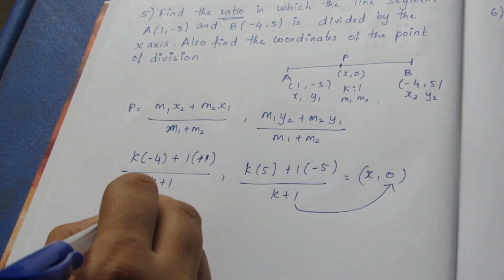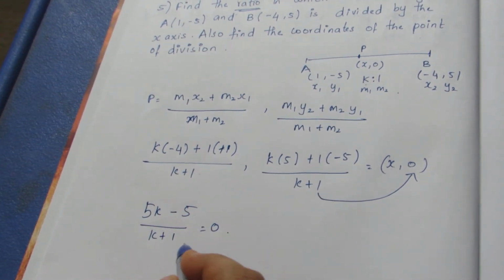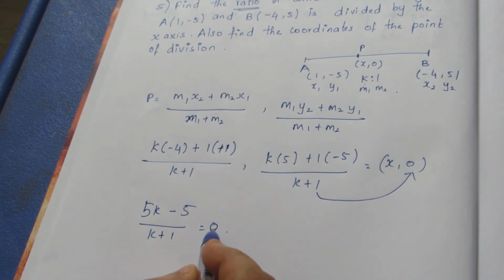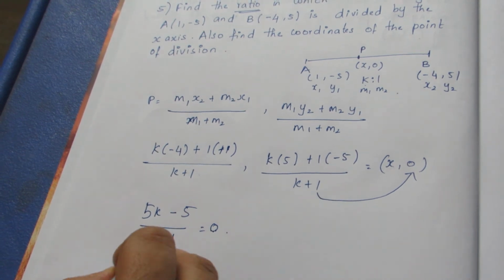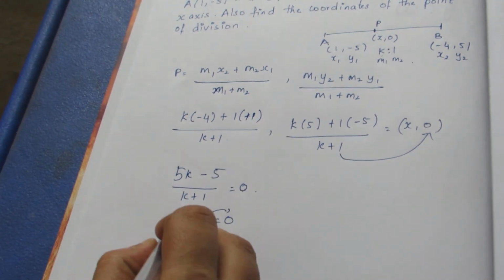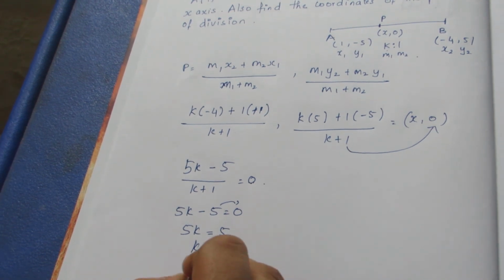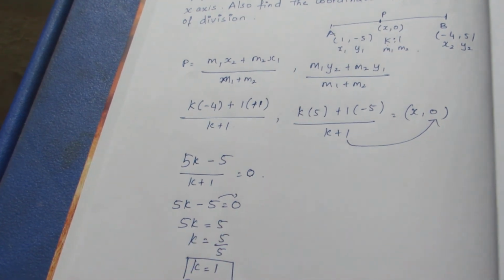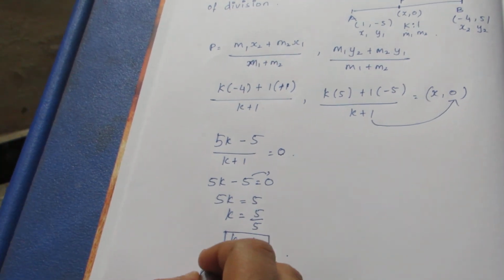So let us equate for the second one. So (5k minus 5) by (k plus 1) is equal to 0. If I take this k plus 1 to this side, it goes as multiply. As it is 0, the total gets 0, since 0 into any number will be 0. So 5k minus 5 is equal to 0. 5 goes to this side, it comes as plus 5. So 5k is equal to 5, k is equal to 5 by 5, k will be equal to 1. We have found that k is equal to 1. That means the ratio is 1:1, because k by 1 is 1 by 1. So the ratio is 1:1.